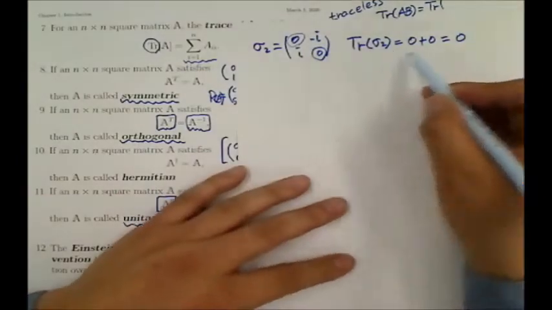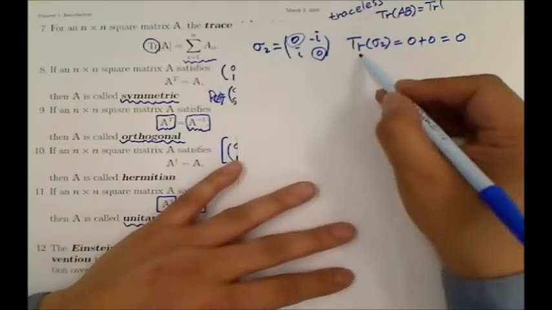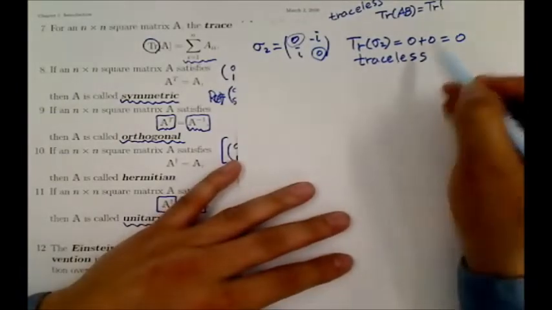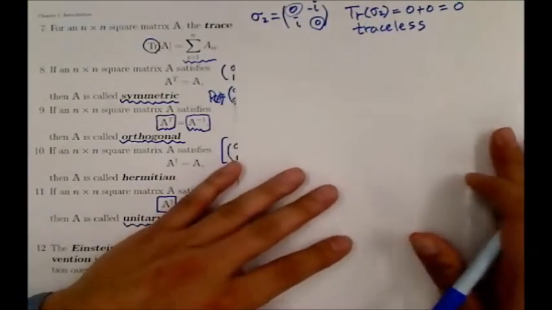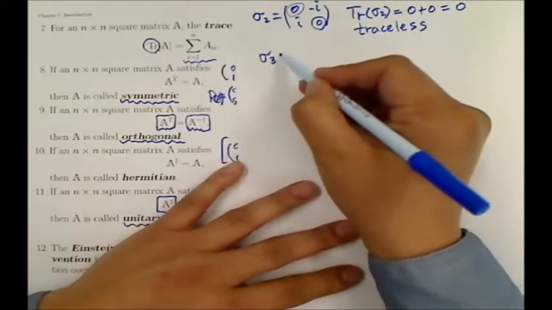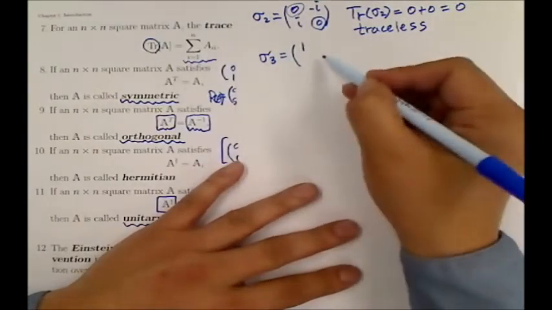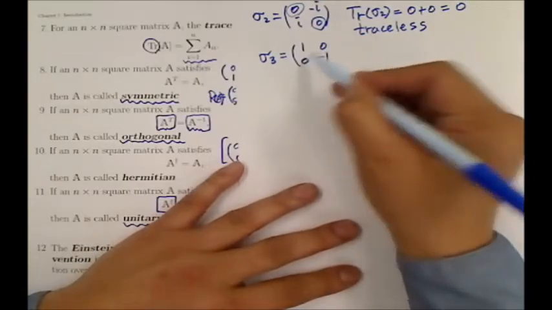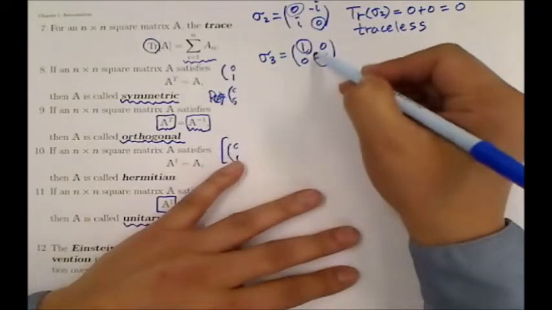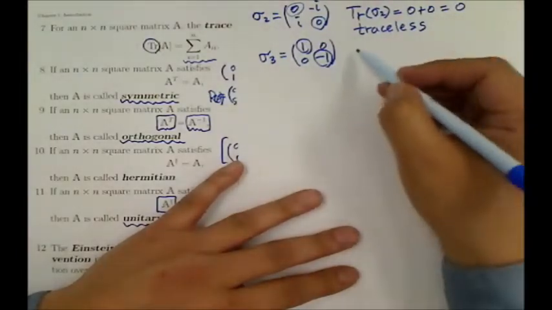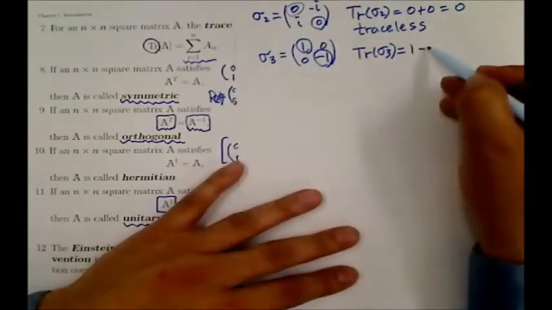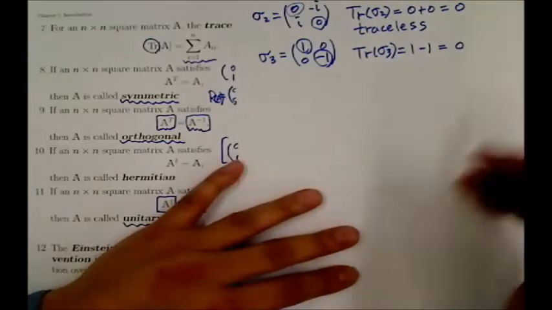If the trace is vanishing, we say traceless. Another example of a traceless matrix is a Pauli sigma matrix, sigma 3. 1, minus 1. In this case, sum of diagonal elements will be 1 minus 1 equals 0.